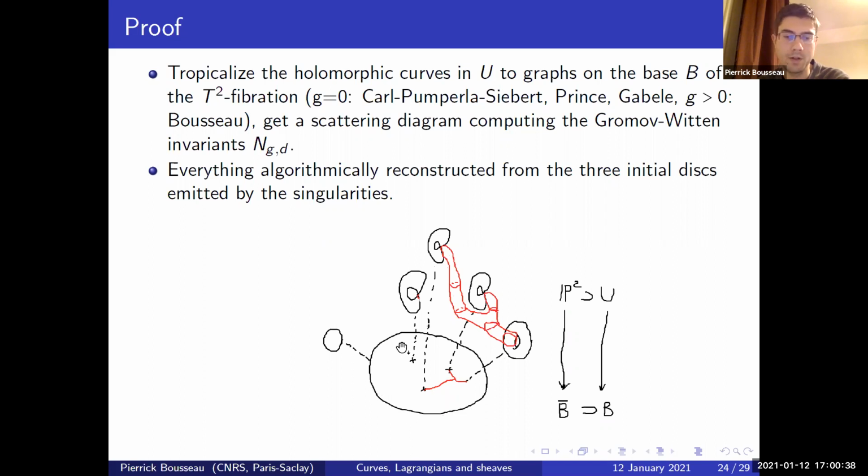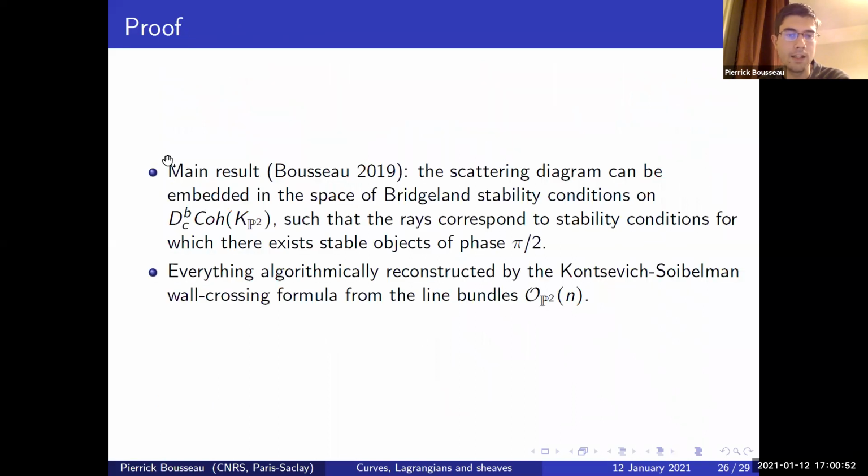And as I explained before, in this correspondence, the base of this fibration should somehow live in the space of Bridgeland stability conditions. So this graph should be drawn in the space of Bridgeland stability conditions. And here the precise statement is that it's possible to do that. It's possible to construct this scattering diagram inside the space of Bridgeland stability conditions, so that the rays of this picture, these graphs, correspond exactly to stability conditions for which there exist stable objects of a given phase π/2.